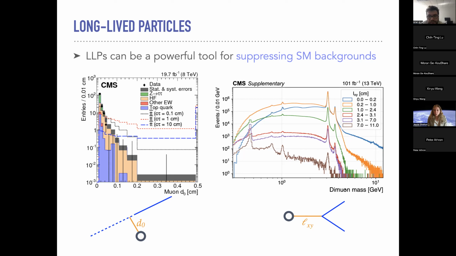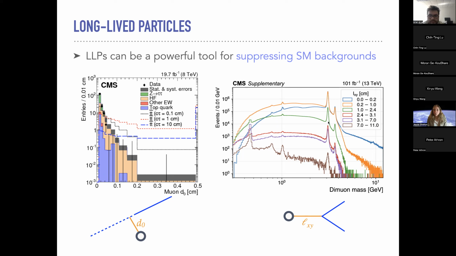This is a more recent plot. This is now showing dimuon pairs, looking at a dimuon invariant mass. Here, the muons are coming from the same vertex, and the displacement is measured by the transverse distance of that vertex to the beam pipe. And you can see the same trend. The lowest two bins, this is somewhat less obvious because the boost dependence is very important here.